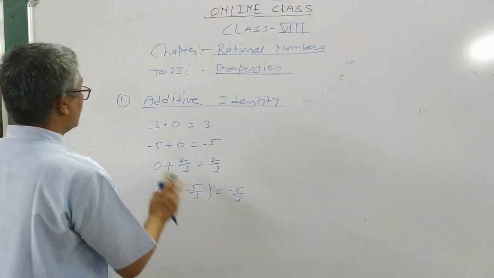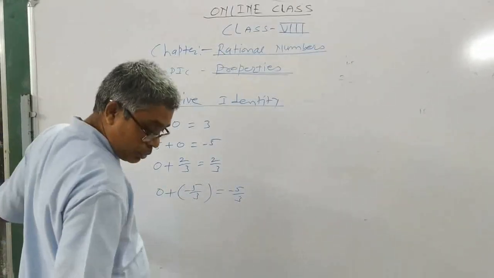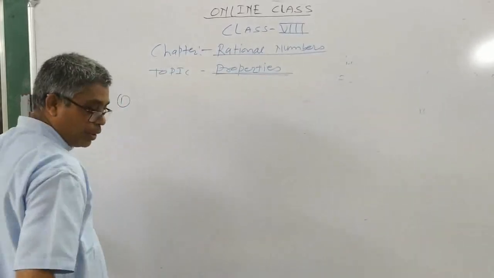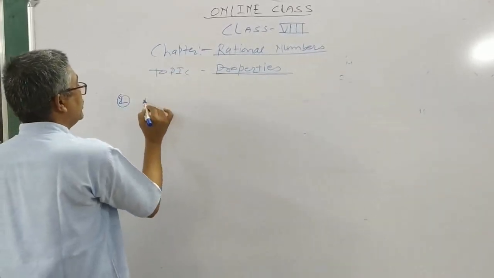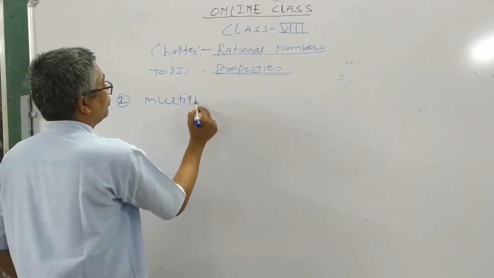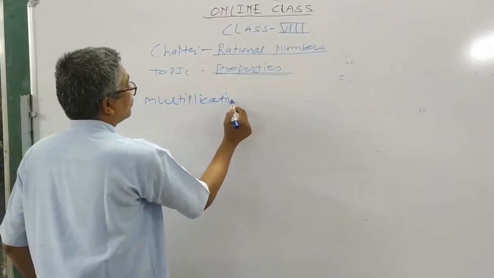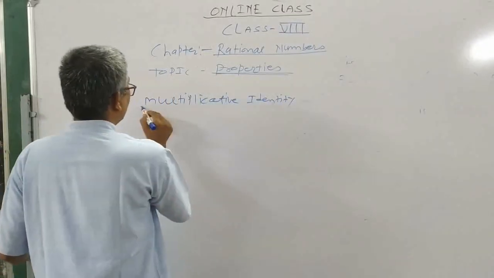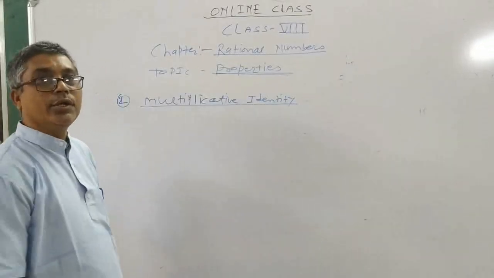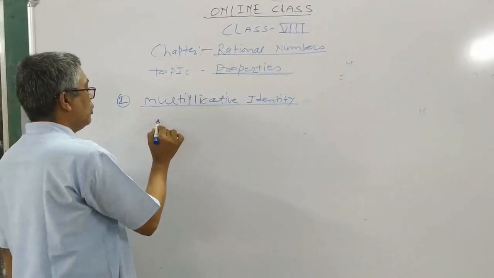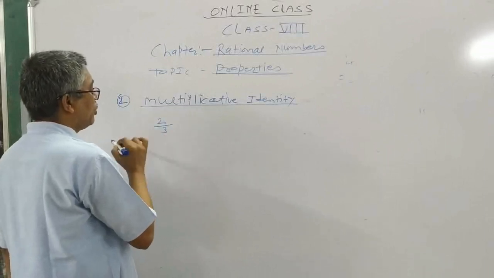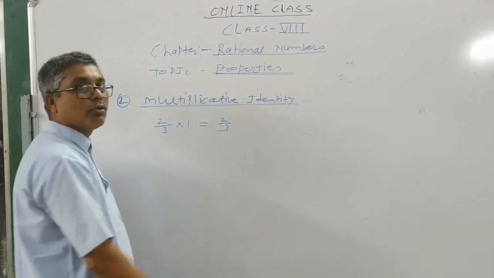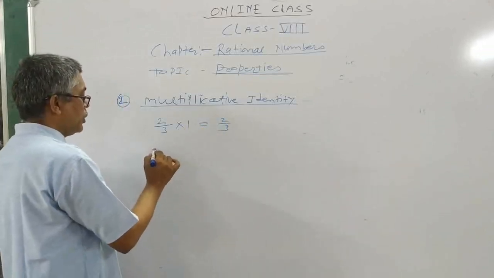Then next important property, that is multiplicative identity. This is one of them, the additive identity. Then second is multiplicative identity. Multiplicative identity. So suppose we have a rational number 2 by 3. If you multiply it by 1, we get the same rational number 2 by 3. Suppose we have a rational number minus 5 by 2.